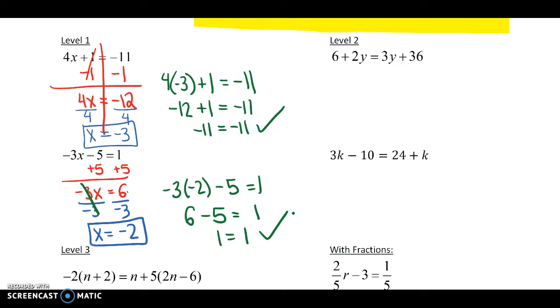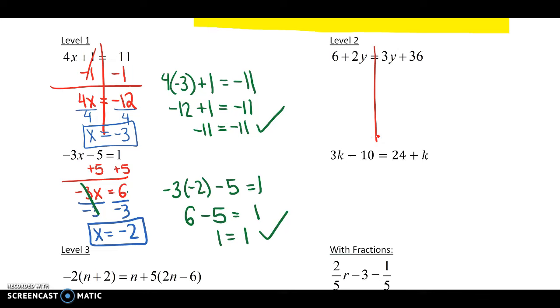Okay, we're going to move over here to level 2. The difference between level 1 and 2 is you have multiple places where there are variables. So the good news is nothing's going to change. Your end goal is to get variables on one side and numbers on the other. The difference is you'll have to do another step.